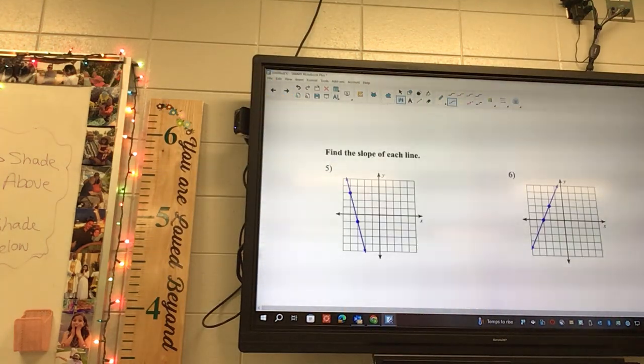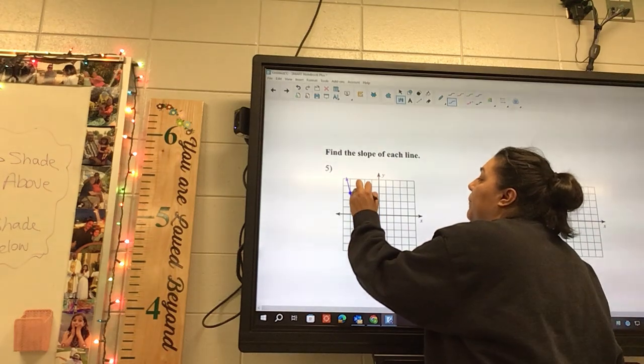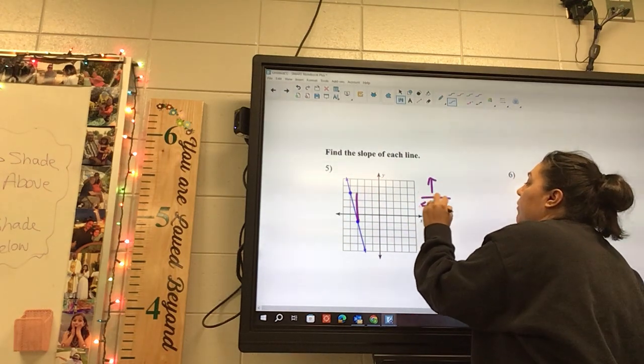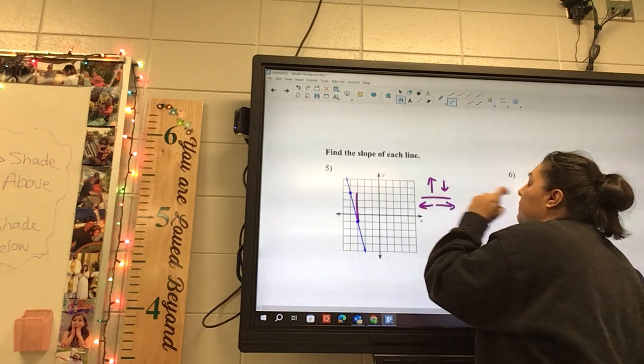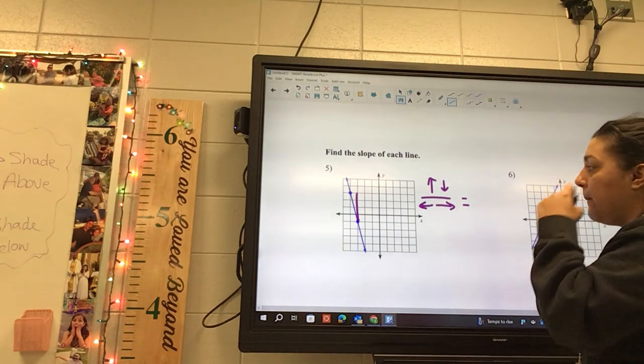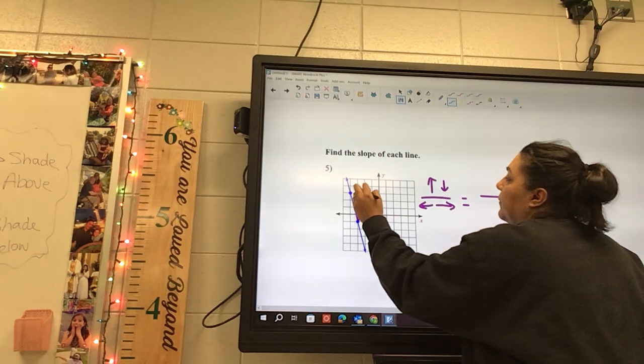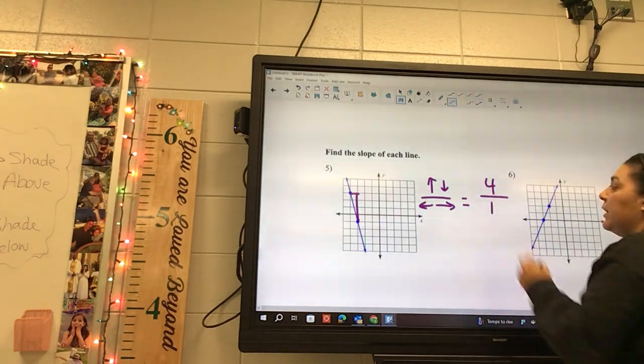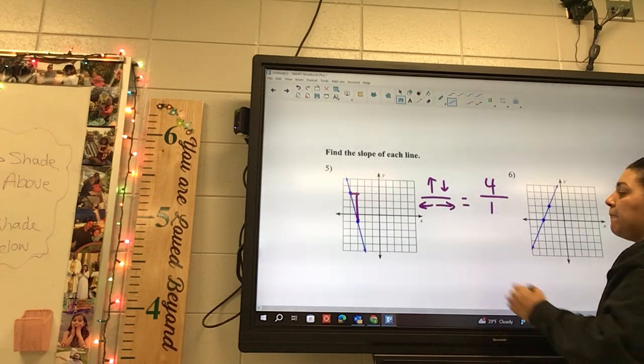Okay, number 5, it says find the slope. How do we find the slope? It's how much do we go up? How much do we go over? Or down. So how much do we go up? Up 4, over how many? 1. Okay, and what is 4 over 1? It's just 4.